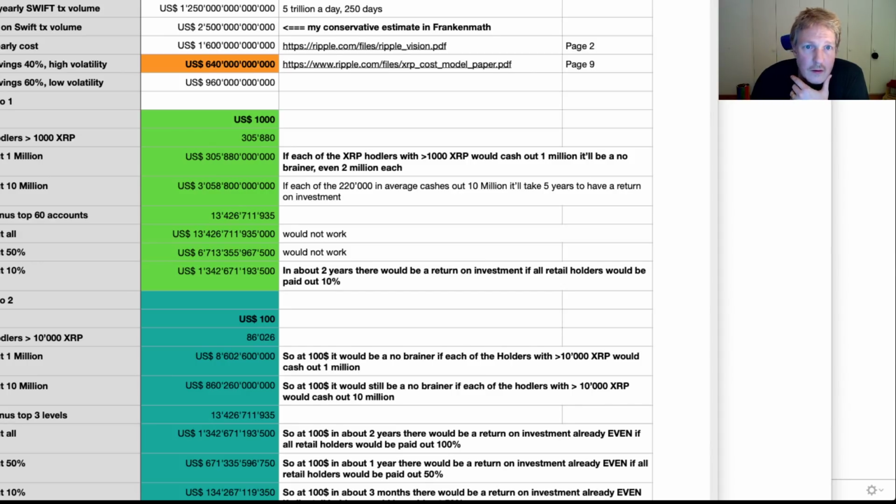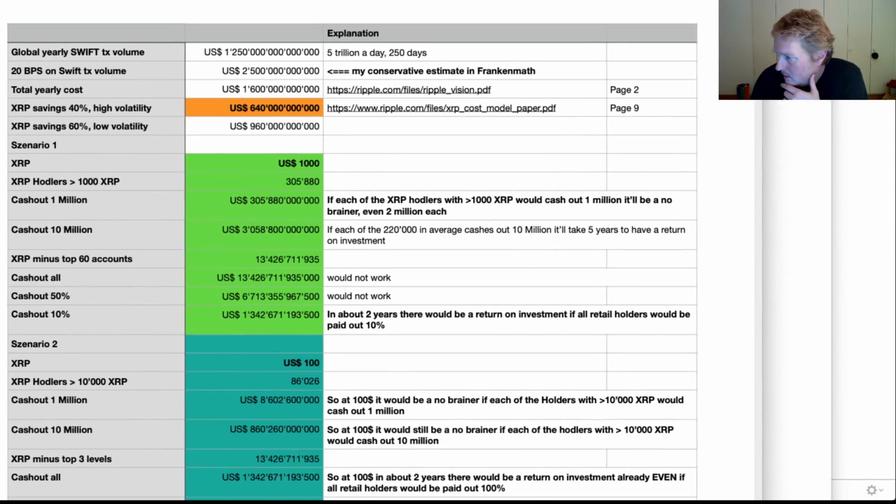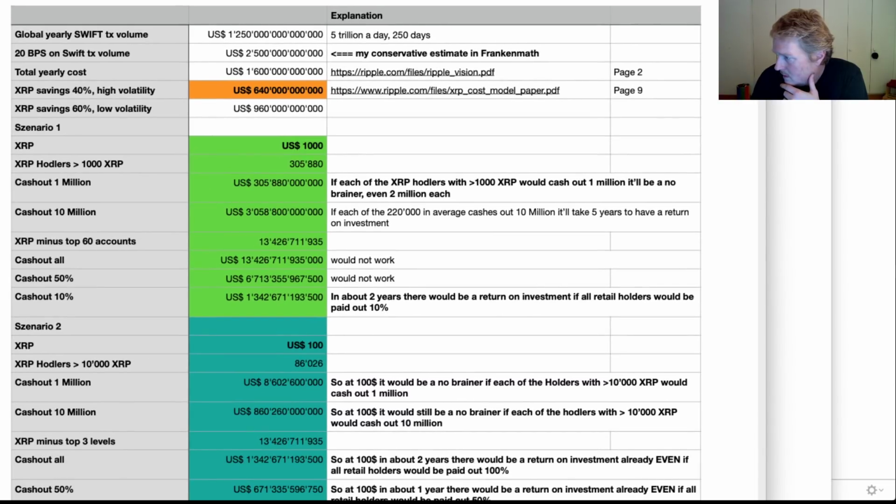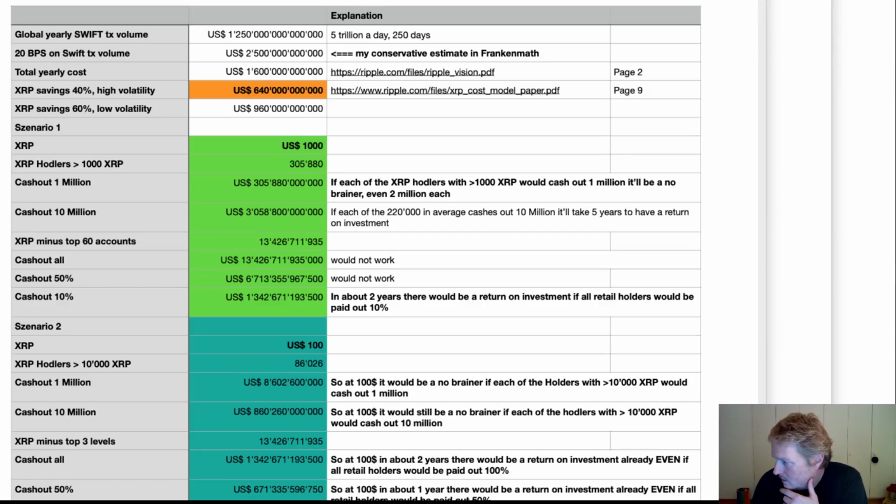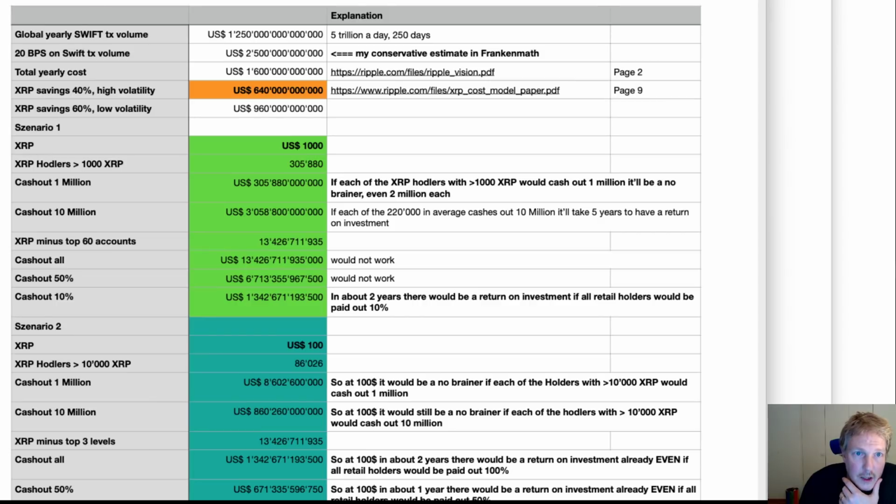And by the way, let me pull up this other document again where I was talking about cost versus XRP price. Let me show that to you guys, because that's another one of my... let me make it a little bit bigger.